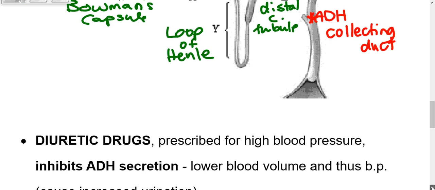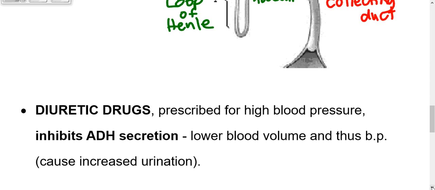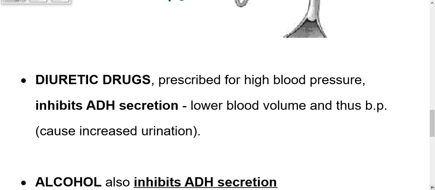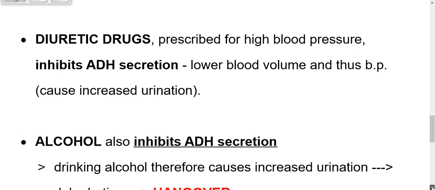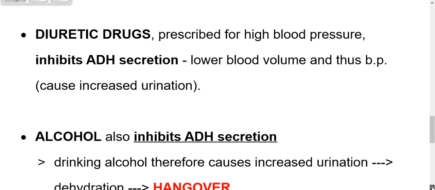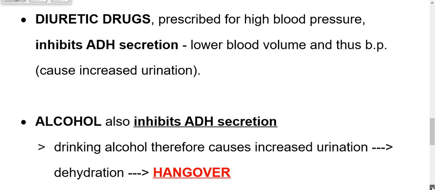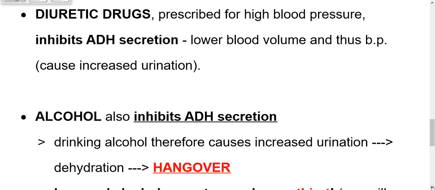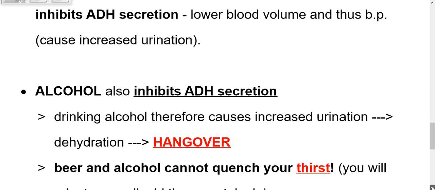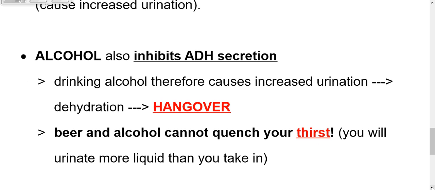So diuretic drugs are prescribed to people that have high blood pressure. So it inhibits that ADH secretion, so it lowers the blood volume and the blood pressure, but it causes increased urination. So that would be a side effect of taking a diuretic drug. Alcohol also inhibits ADH secretion. So drinking alcohol therefore causes increased urination.